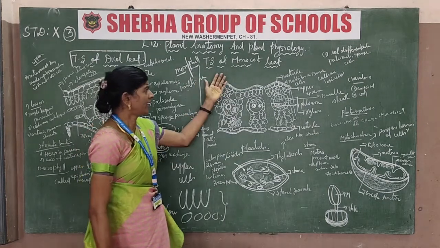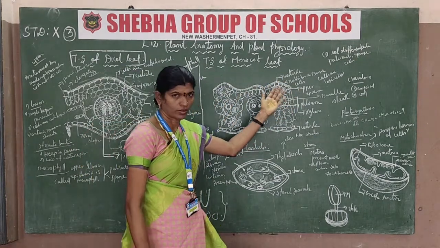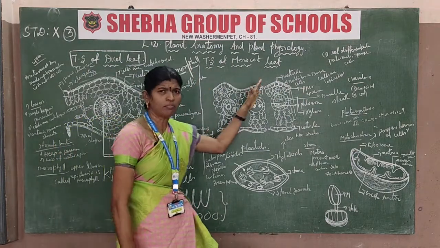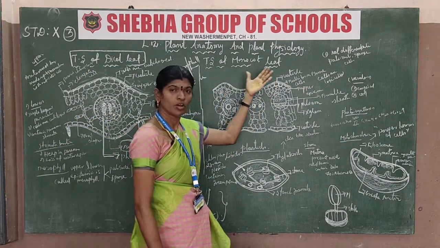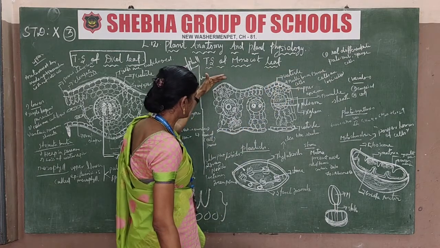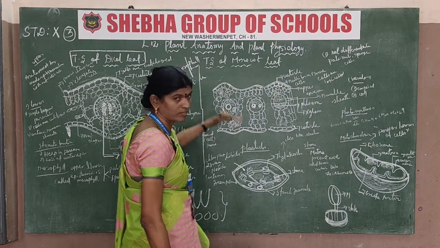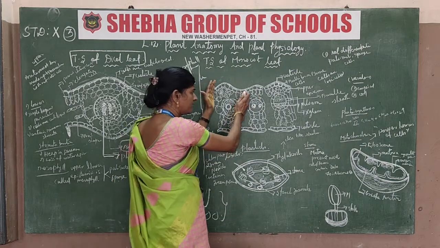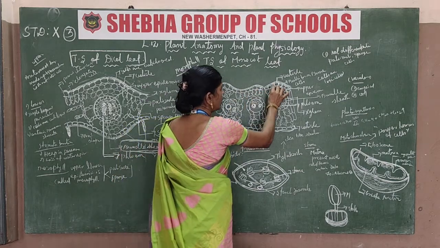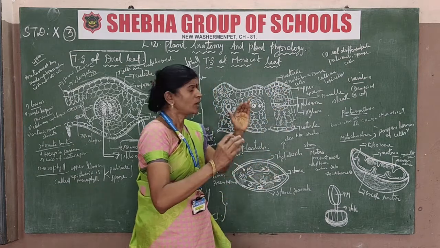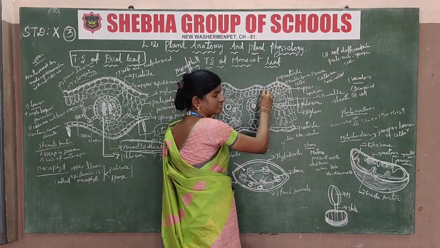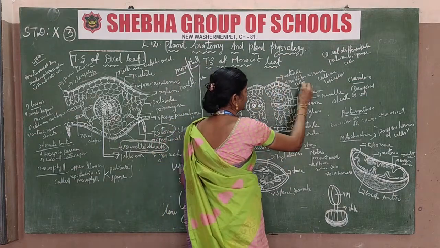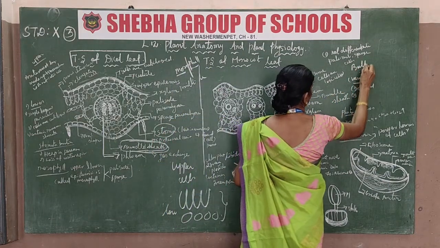Next, T.S. of monocot leaf. Okay. First, the T.S. of dicot leaf, the same method as the T.S. of monocot leaf. The upper and the lower epidermis will be present, but there is one variation. Single cells are formed, but one or two large cells will be present in the monocot leaf. So that is called the bulliform cells.